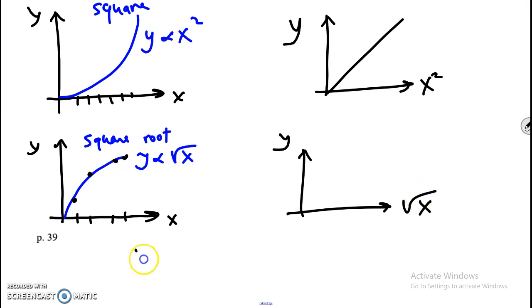This is called linearizing data. We're taking a nonlinear graph and we are making it linear. Linearizing data.